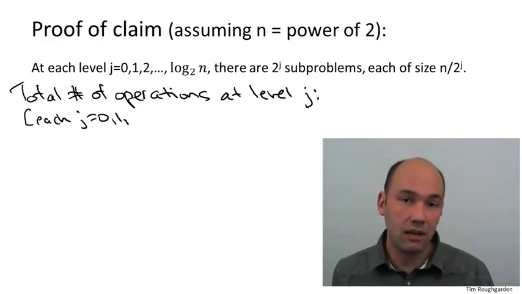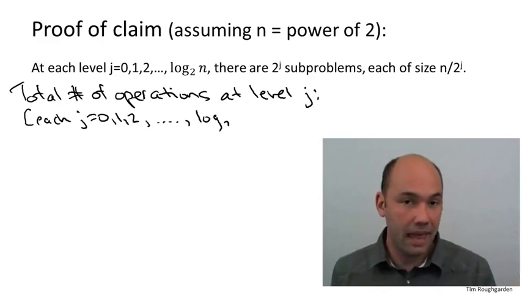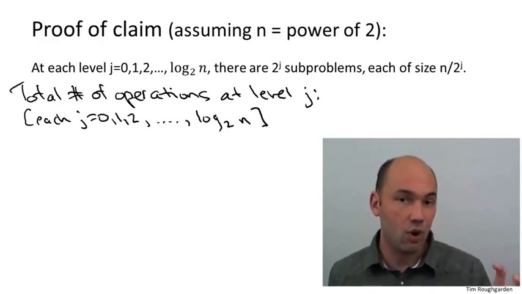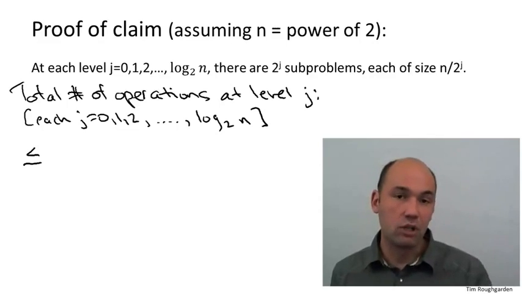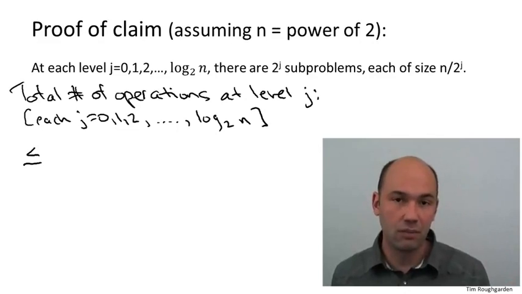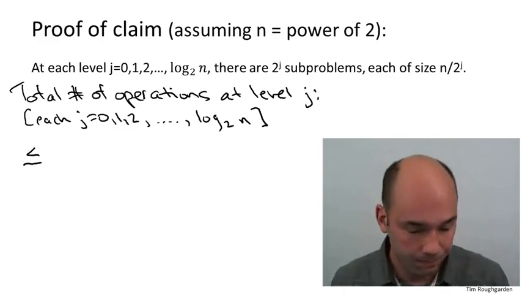So let's fix a level j. We know how many subproblems there are, 2 to the j. We know the size of each subproblem, n over 2 to the j, and we know how much work merge needs on such an input. We just multiply by 6, and then we just multiply it out, and we get the amount of work done at a level j, at all of the level j subproblems. So here it is in more detail.